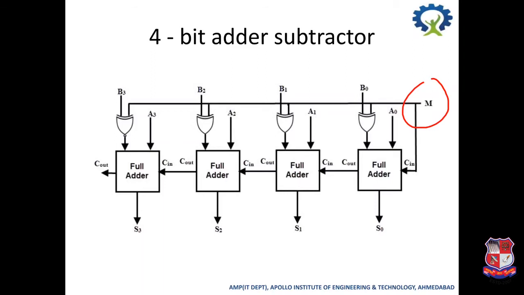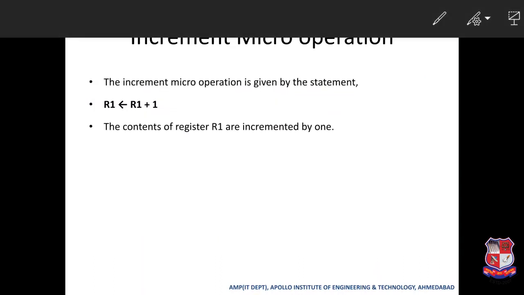How? Whenever M is equal to 0, B will be transferred to the full adder and A plus B will be performed, and whenever M is equal to 1, B exclusive OR 1, B XOR 1, means complement of B, and carry input is 1. Whenever M is equal to 1 and carry input is 1, this circuit performs as a subtractor. Okay. So this is a common circuit for adder and subtractor.